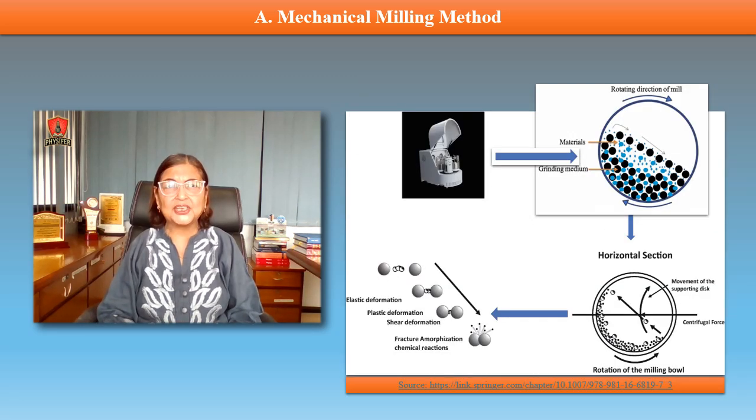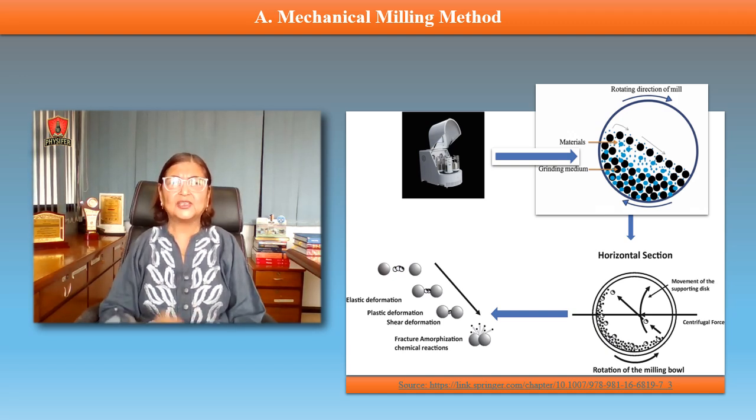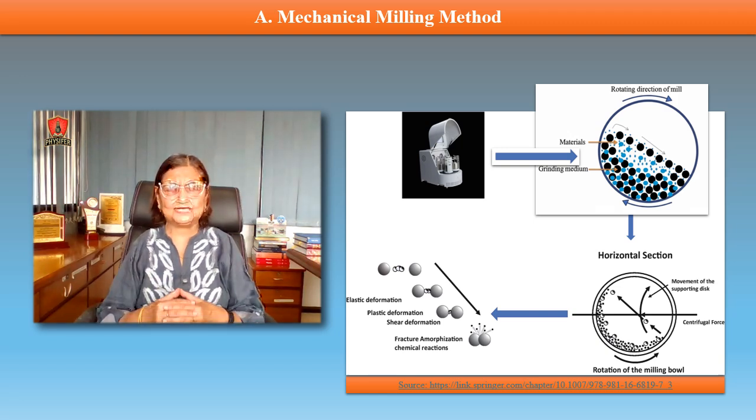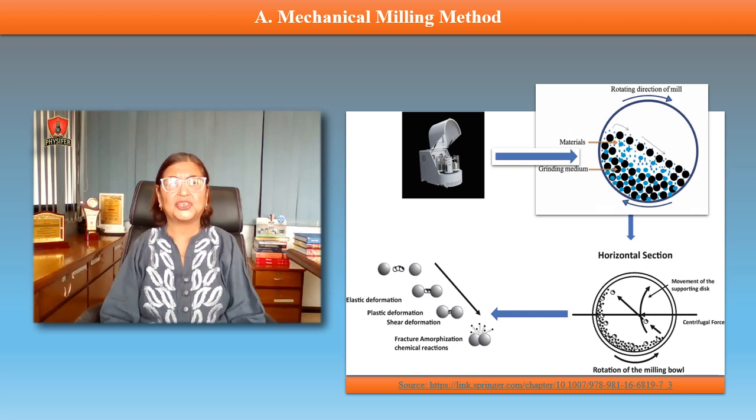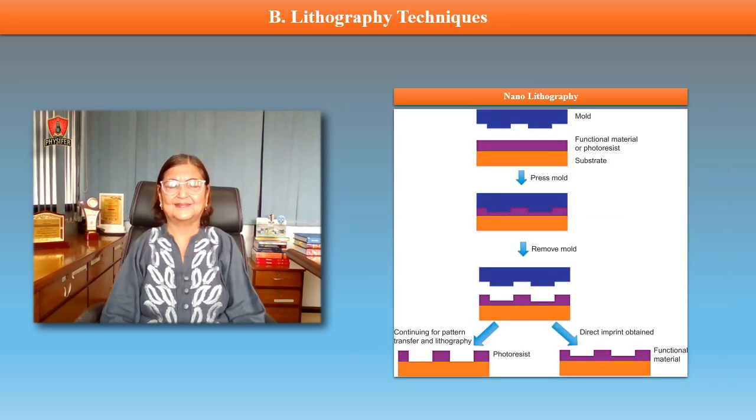The limitation of the mechanical milling method is that the materials obtained by this method have broad size distribution and structural defects. And the major advantage of this method is that it is a cost-effective, scalable method suitable for large-scale production of metallic and ceramic nanoparticles, nanocomposites, and alloys with enhanced properties.